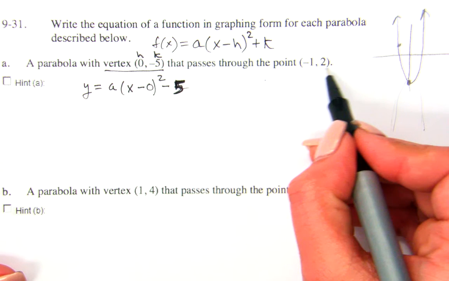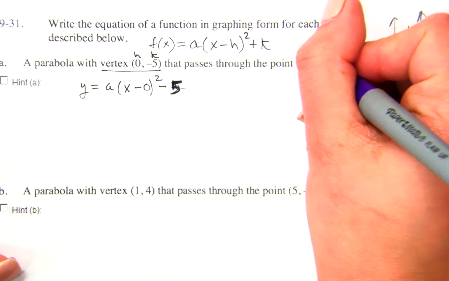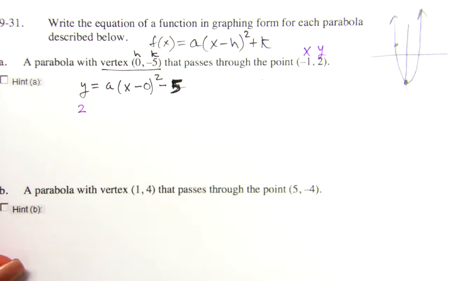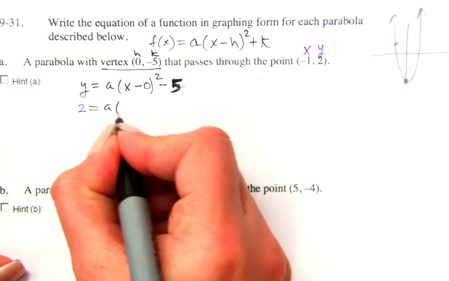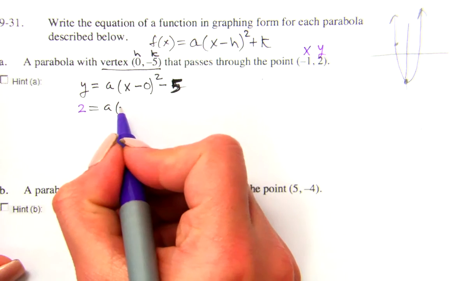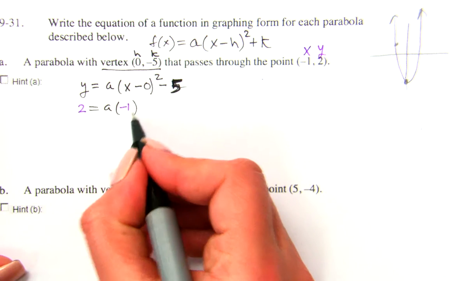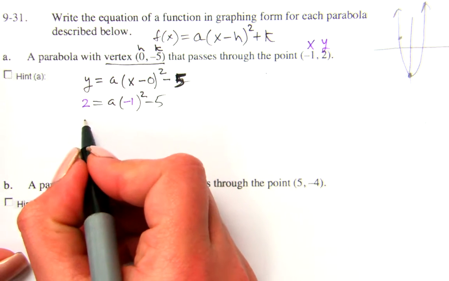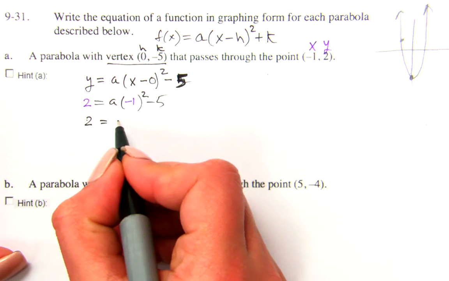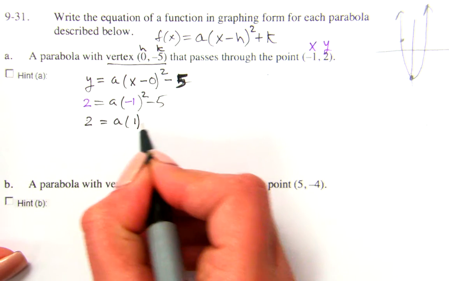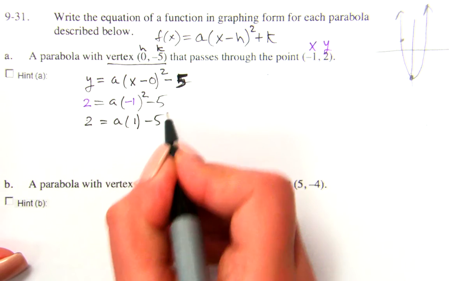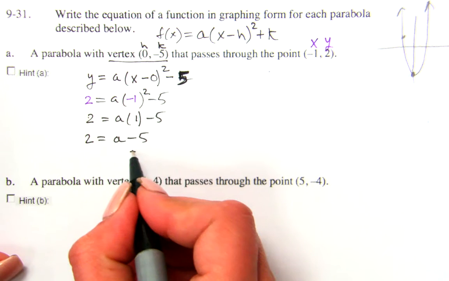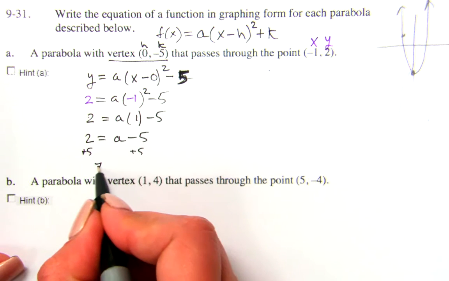But we do have this other wonderful point over here, (-1, 2). This is the x and this is the y. So in place of the y, I'm going to put a 2. a is still a. Instead of the x, I'm going to put a -1. Minus 0 doesn't really matter, and then minus 5. Now we have 2 equals a times (-1) squared, which is just 1, since -1 times -1 is 1. So that's a minus 5, because 1 times a is just a. Then I add 5 and get 7 equals a.